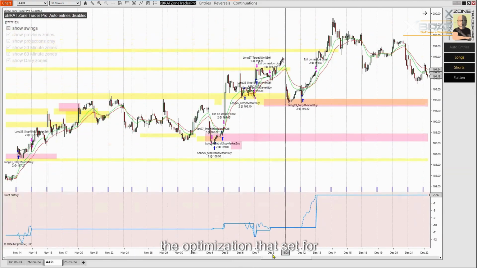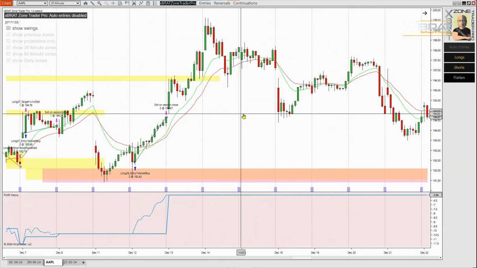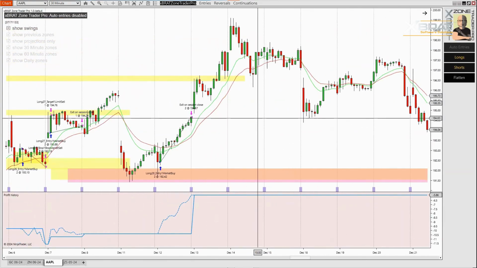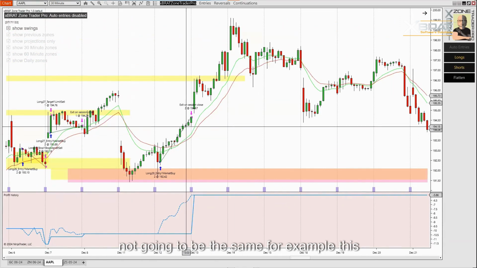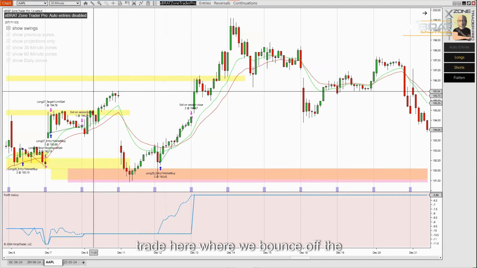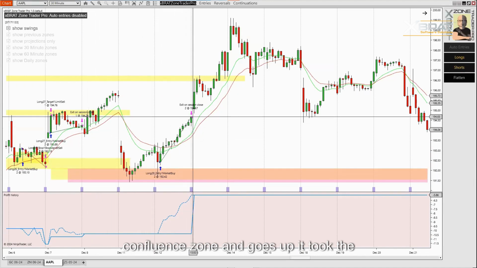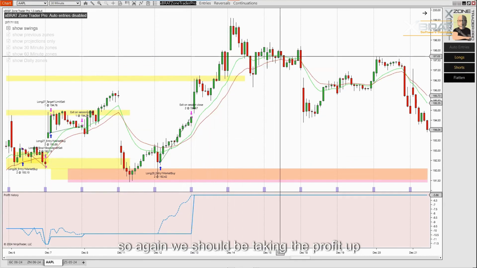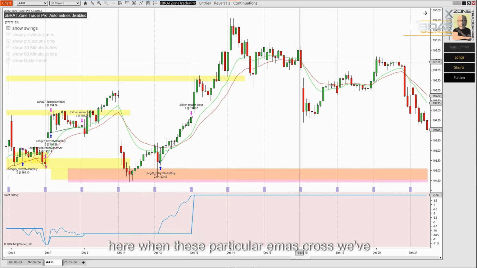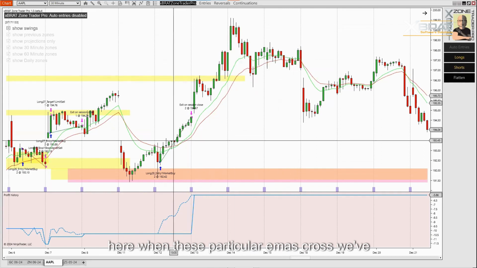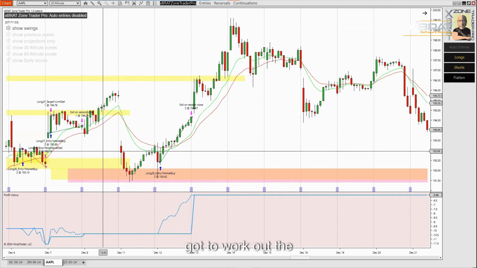So the optimization that's set for futures on a 10-minute time frame is not going to be the same. For example, this trade here, where we bounce off the confluence zone and go up, it took the profit too early. So again, we should be taking the profit up here when these particular EMAs cross. We've got to work out the settings.